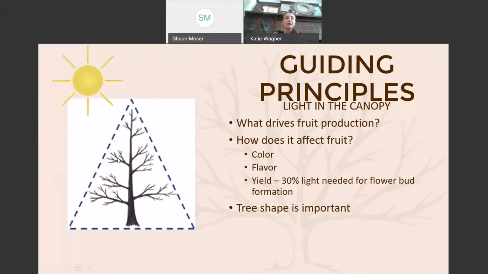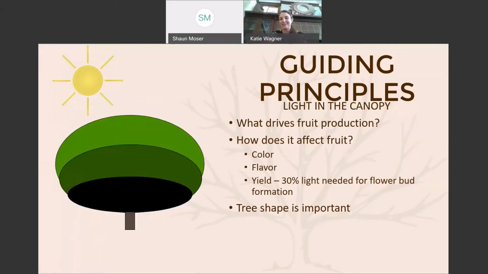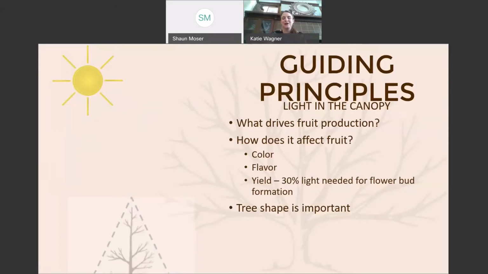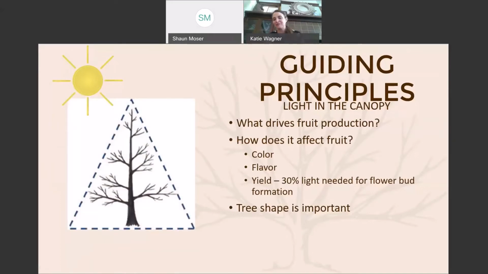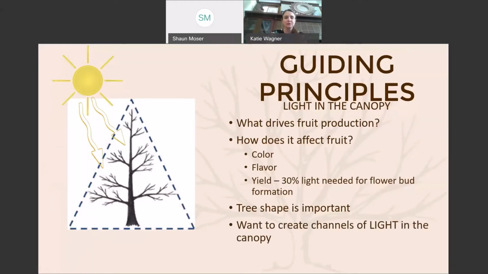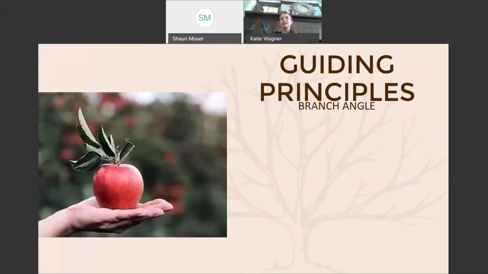An apple or a pear tree does not want to grow like this naturally, okay? It wants to grow like that. So that's why we prune so heavily, so we can get it more to this shape or form. Okay, so there's our sun exposure.